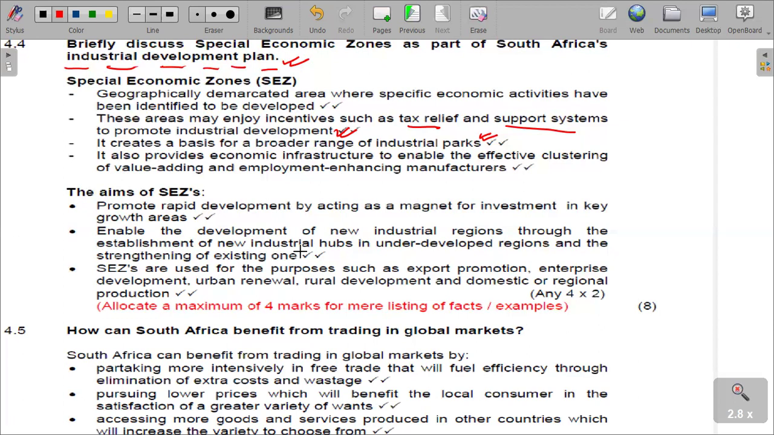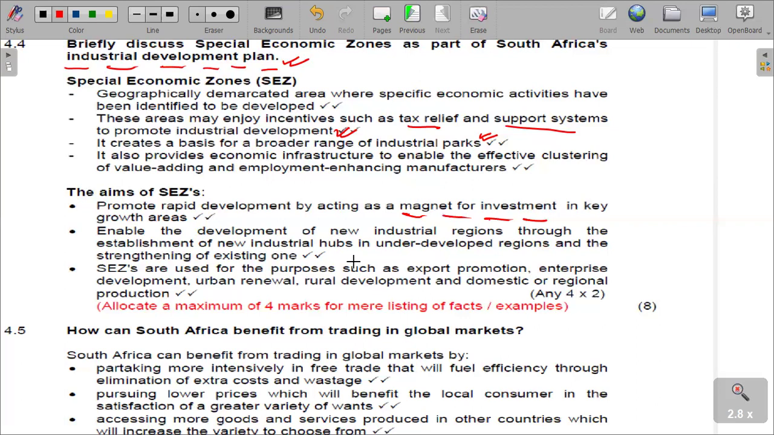Then it actually promotes rapid development, which also acts as a magnet for investment, which would cause parasitic industries to come into play in those areas, boosting up the growth areas, enabling the development of new industrial regions through the establishment of new industrial hubs in underdeveloped regions and strengthening of existing ones.